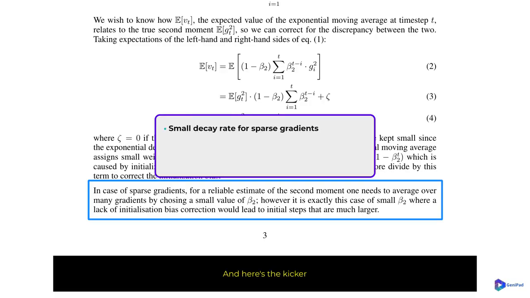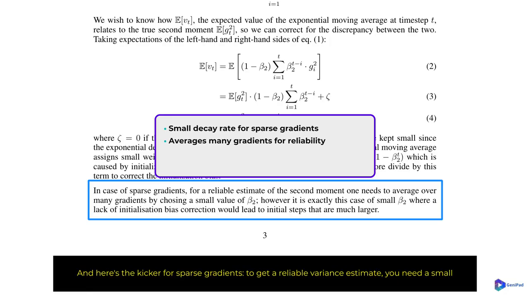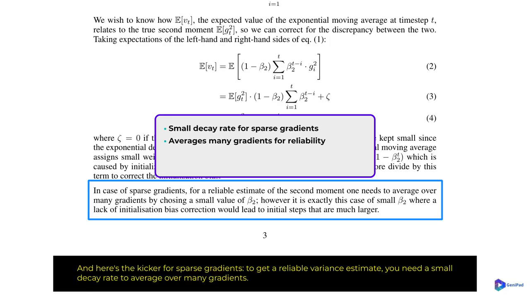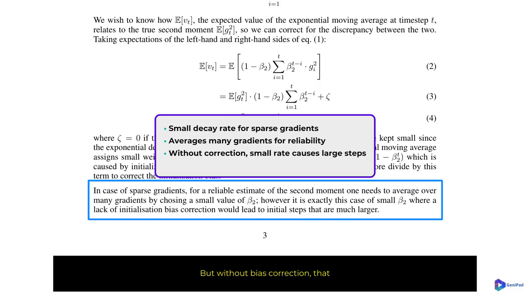And here's the kicker for sparse gradients. To get a reliable variance estimate, you need a small decay rate to average over many gradients. But without bias correction, that small rate would cause massive initial steps. Atom's fix prevents this, making it robust even in tricky sparse scenarios.